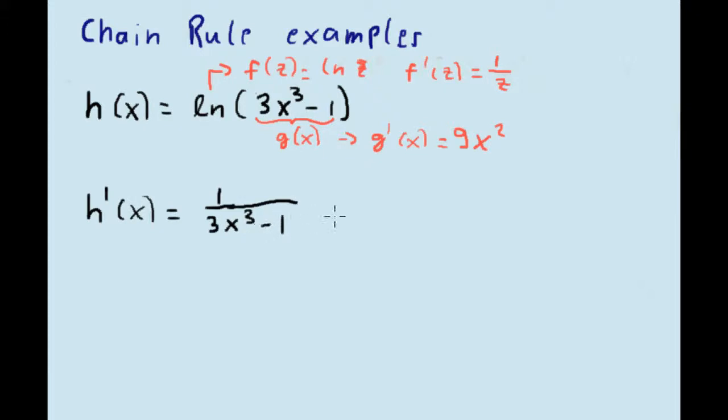1 over z and 1 over g of x times the inner, times 9x squared. And of course, I can write this as one fraction. That is the same expression.